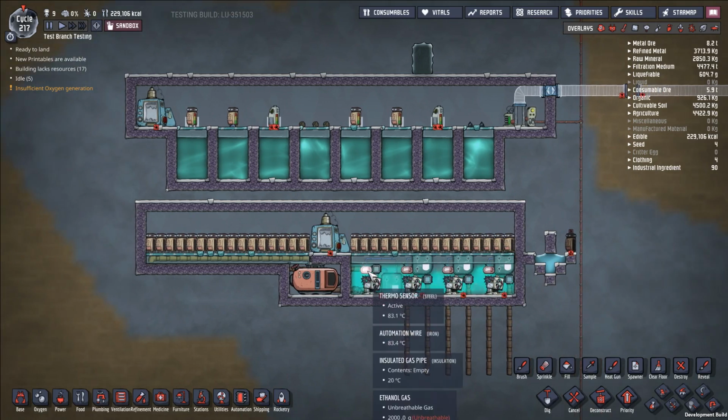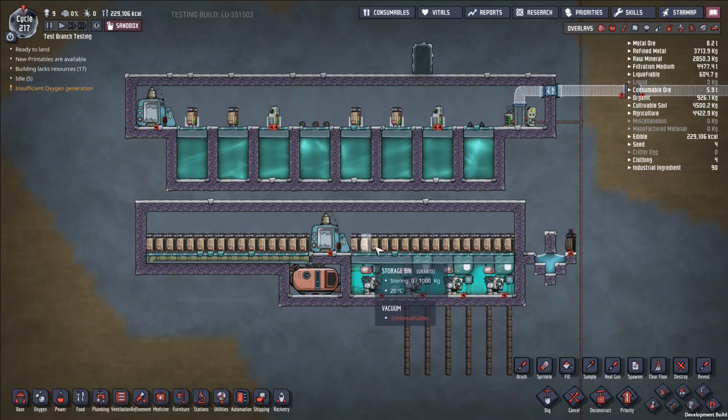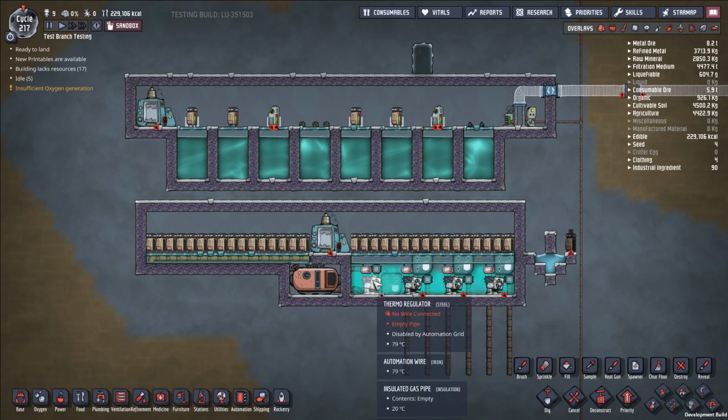The advantage of having 4 storage bins to 1 thermoregulator in that system is that, even though the sand has roughly 1/4 of the thermal conductivity of the obsidian, even though the sand is not as good a conductor, because I have 4 storage bins for it, it's still going to probably be enough to maintain this thermoregulator at a decent temperature.